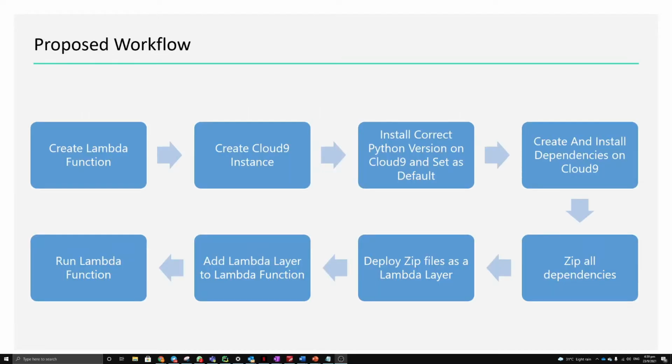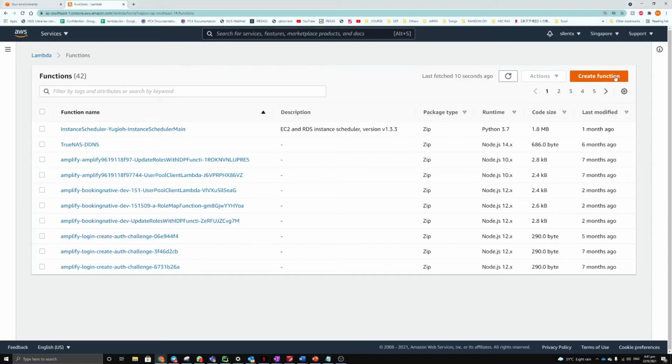Okay, so today for our proposed workflow, we'll be creating a Lambda function, creating a Cloud9 instance, moving on to install the correct Python version of reference, assuming that Cloud9 doesn't support the version of Python that you wanted to use, create and install dependencies on Cloud9, zip all the dependencies together into one file, deploy the zip file as a Lambda layer, add the Lambda layer to the Lambda function, and then finally, we can run our Lambda function.